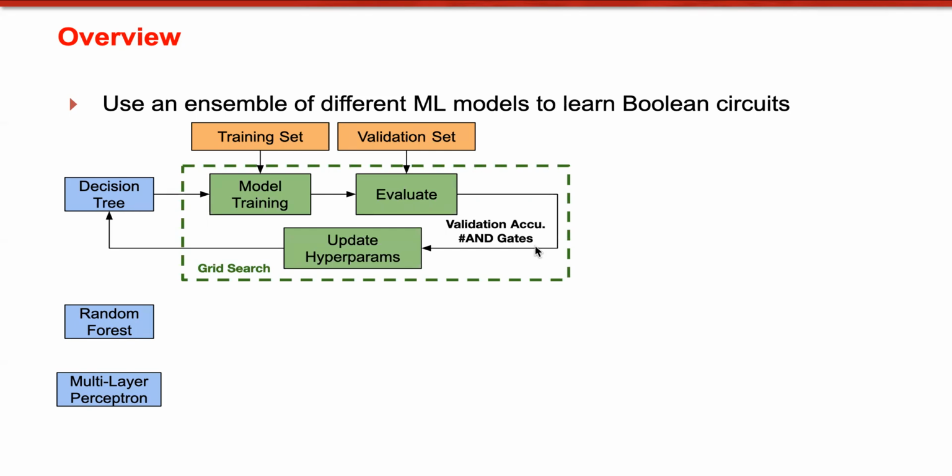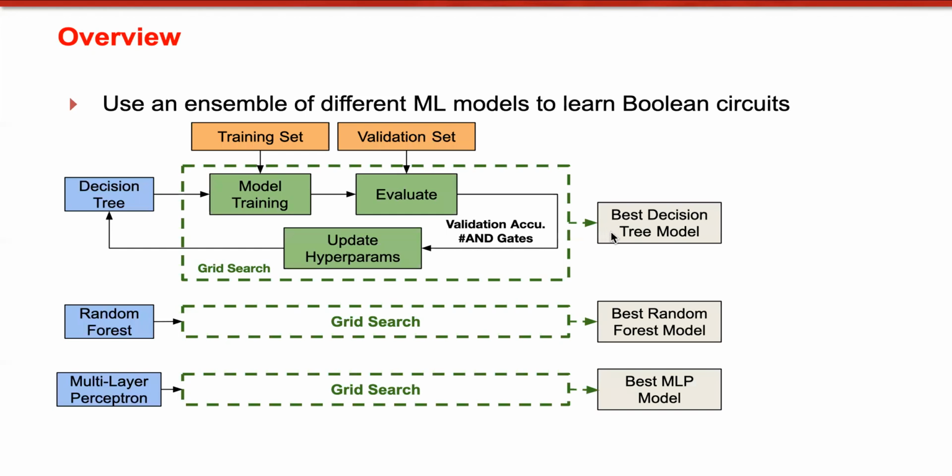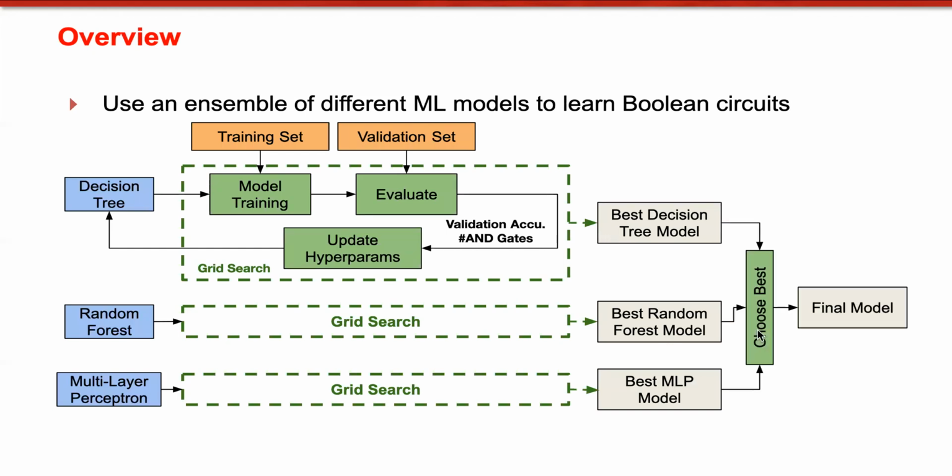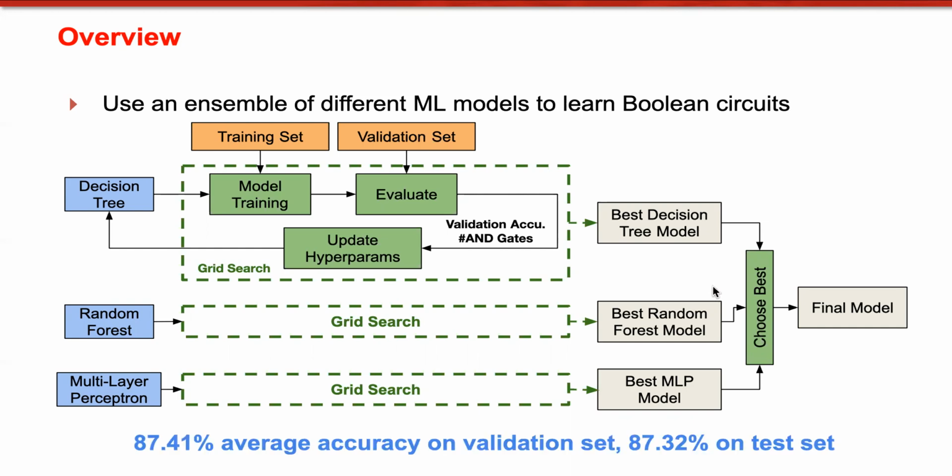We do the grid search for each model type, get 3 different models, and select the best one as our final result. Our approach can achieve 87.4% average accuracy on the provided validation set and 87.3% on the test set as measured by the contest committee.